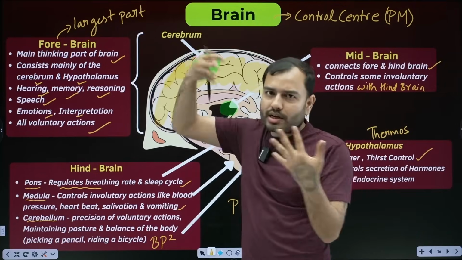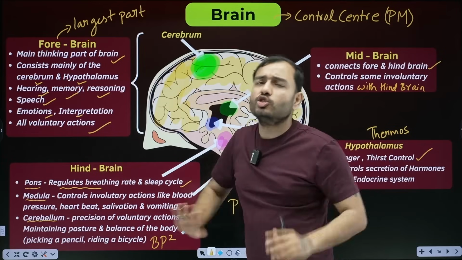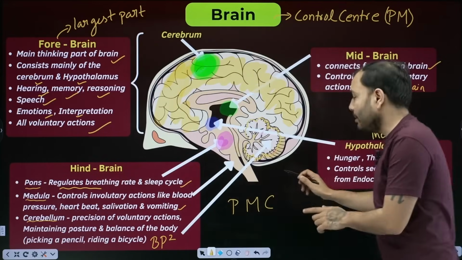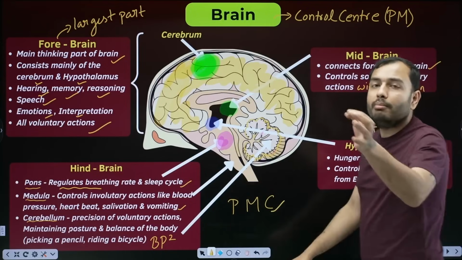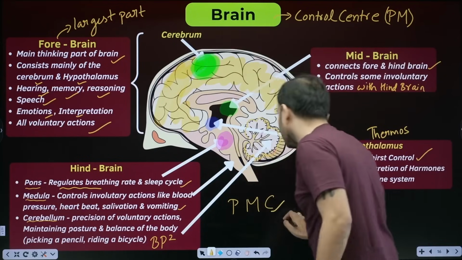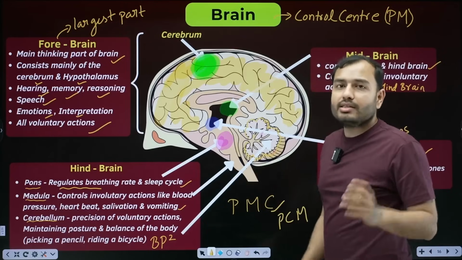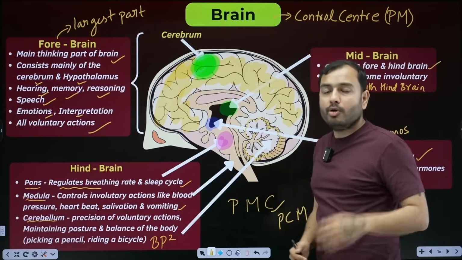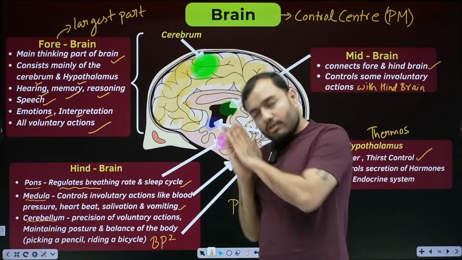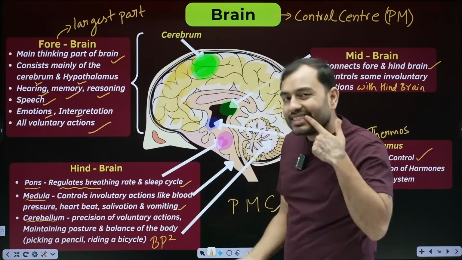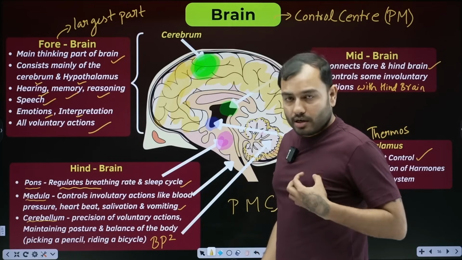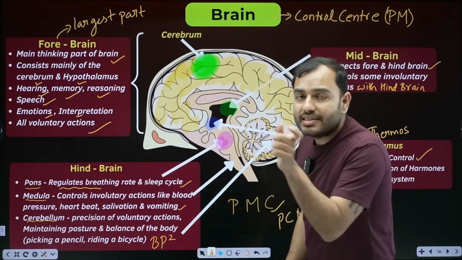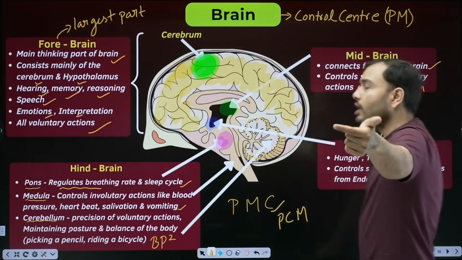After this comes the midbrain, which connects the forebrain and hindbrain. Hindbrain: all involuntary functions. 3 parts: pons, medulla, cerebellum. Pons, PMC. Remember it as PCM, physics, chemistry, maths. Pons, medulla, cerebellum. The one that is raised here is the pons, then your medulla, and this cauliflower is the cerebellum. What is the work of the pons? Rate of breathing and sleep cycle. Medulla, from medu vada: salivation, vomiting, blood pressure, heartbeat. And finally the cerebellum, bell for balance, and BP square, posture and precision.